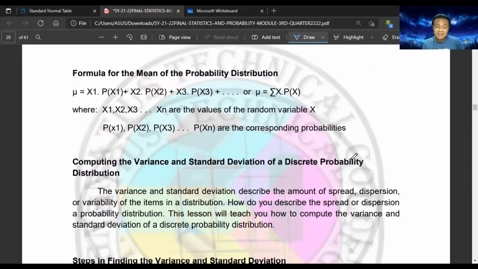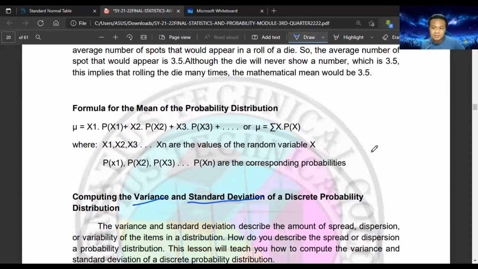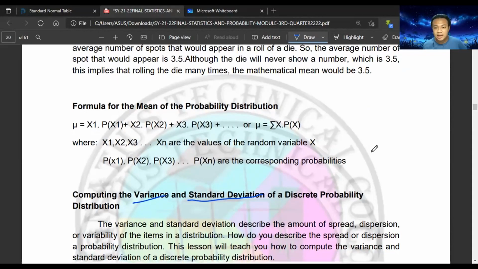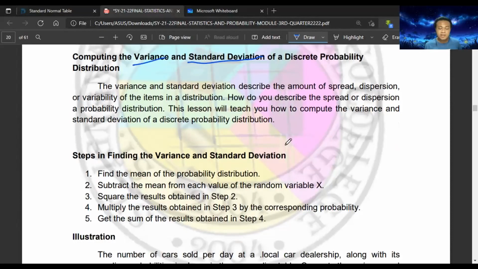What is important now is the computation of the variance and standard deviation. The mean is simple, it is just the average. Divide the sum by the number of terms. Our topic now is the variance and standard deviation. The standard deviation measures how spread out your data is from the mean.